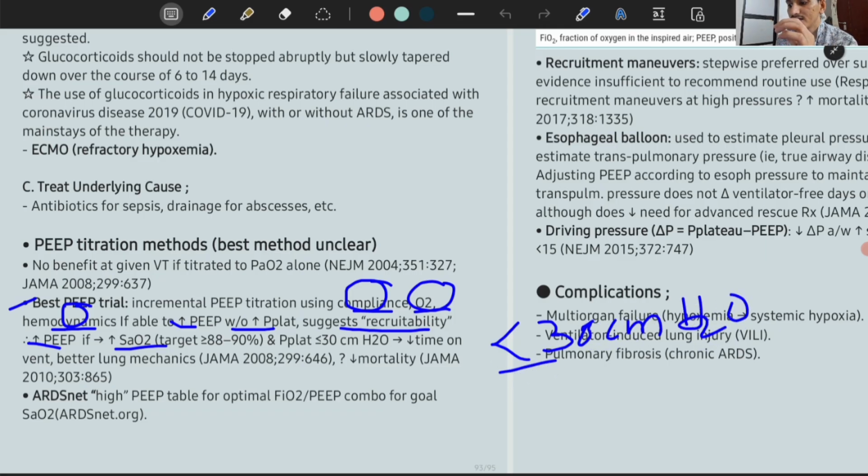What happens then? This reduces the time on the ventilator and gives better lung mechanics according to studies, and this also has decreased mortality according to studies. So you will see the plateau pressure and titrate the PEEP according to it. If the plateau pressure is not increasing even after increasing the PEEP, and it is less than 30 centimeters of water, that has very good decreased mortality rates and better lung mechanics. Okay, so that is the best method of PEEP titration.